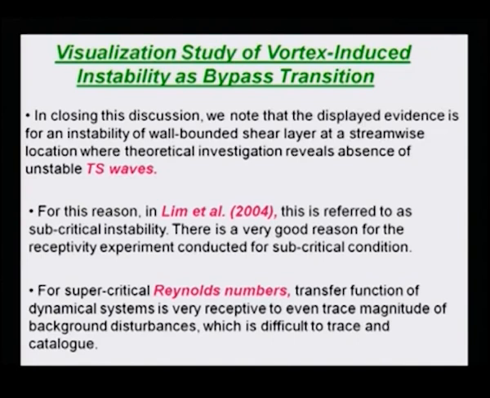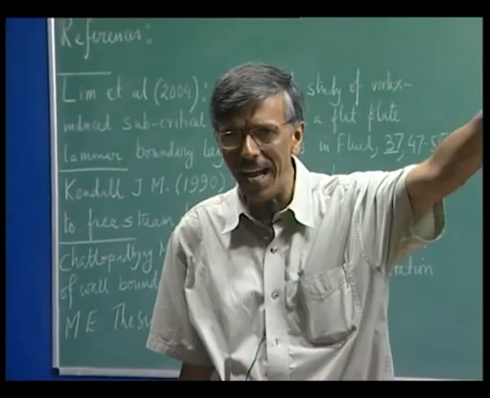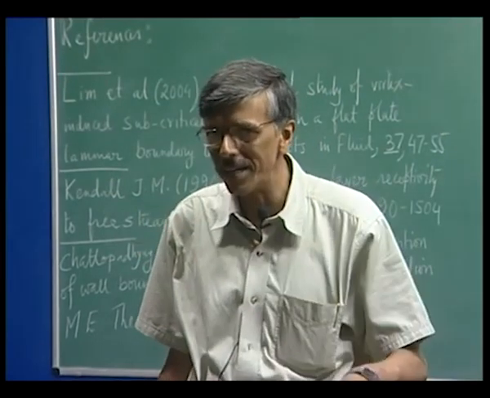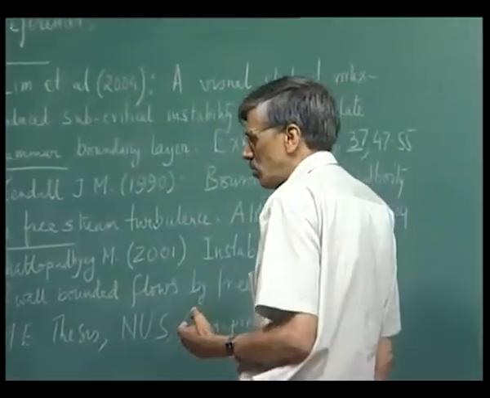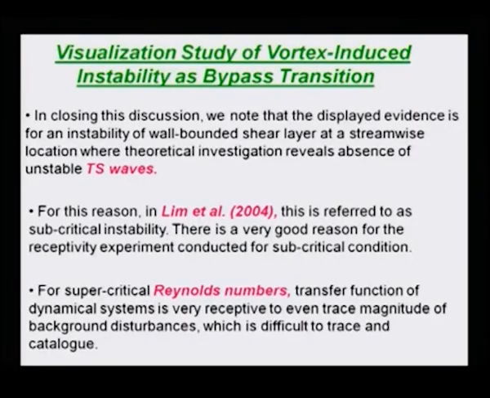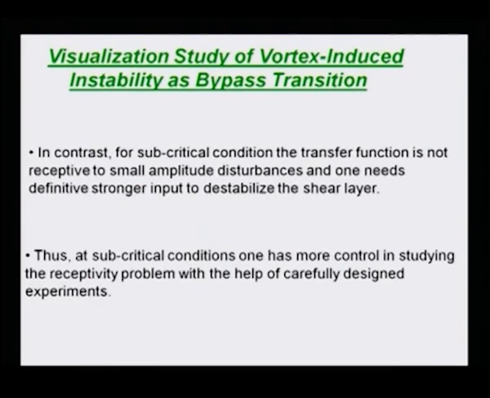Okay. There is a very good reason for the receptivity conducted. Why we do a subcritical test is because if we are looking at a supercritical Reynolds number, we talk about the transfer function of the dynamical system that would be very, very receptive to even a trace magnitude of background disturbances. Like what we talked about in case 3, where it was just simply translating towards the end. If there is a rapid time variation, you would see some bit of disturbances growing up, and that is precisely what happens with a supercritical case. So, if you are trying to establish some physical mechanism, it is in your best interest that you do the experiment on a subcritical scenario.